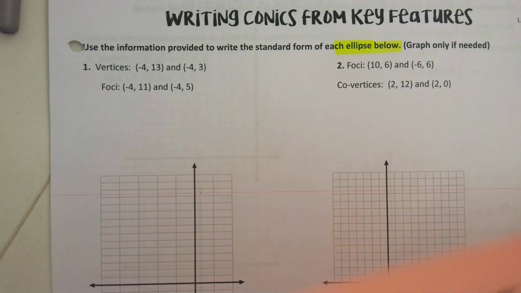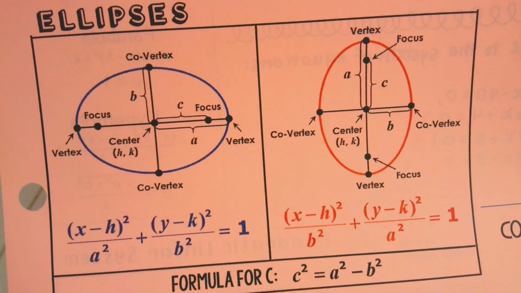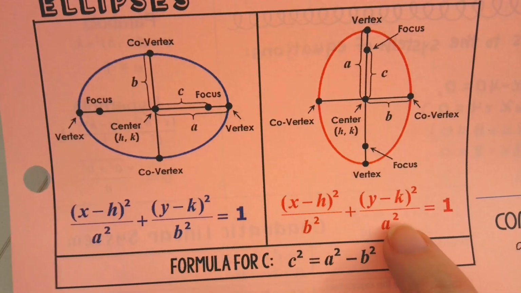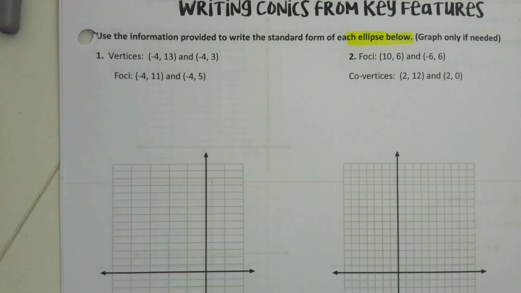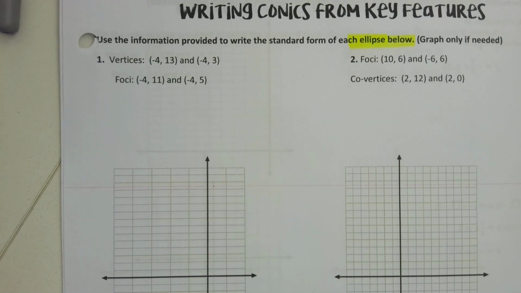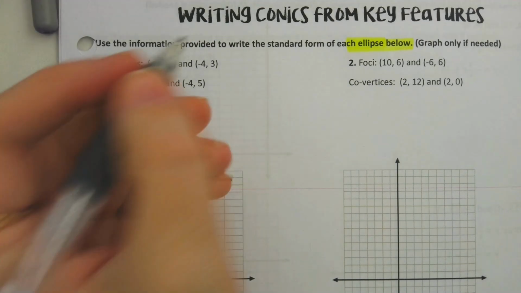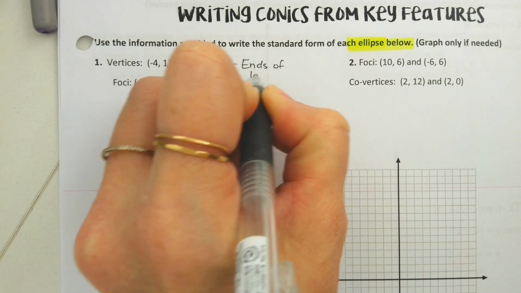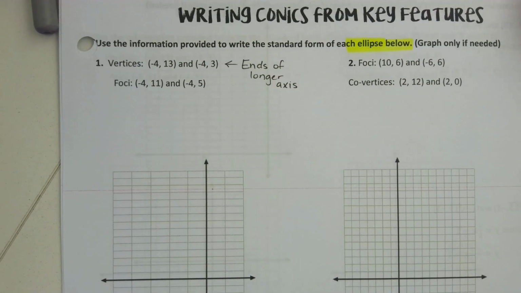It's fine. So ellipse standard forms, remember they do have two different directions that they can face, and it's based on the larger of the two denominators. If it's larger under x, it's going to be facing horizontal. If its larger number is under y, then it's going to be facing vertical. So looking at our first one, we're told the vertices and the foci. The fact that they use vertices and not co-vertices does tell me that these are the ends of the longer axis. Whereas if they would have said co-vertices, that would be the ends of the shorter axis.